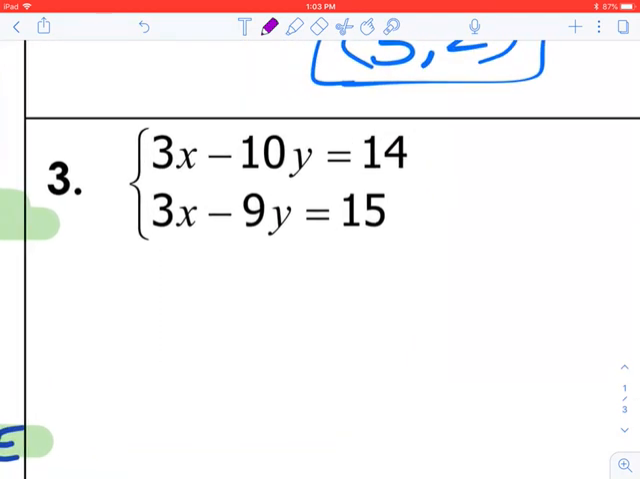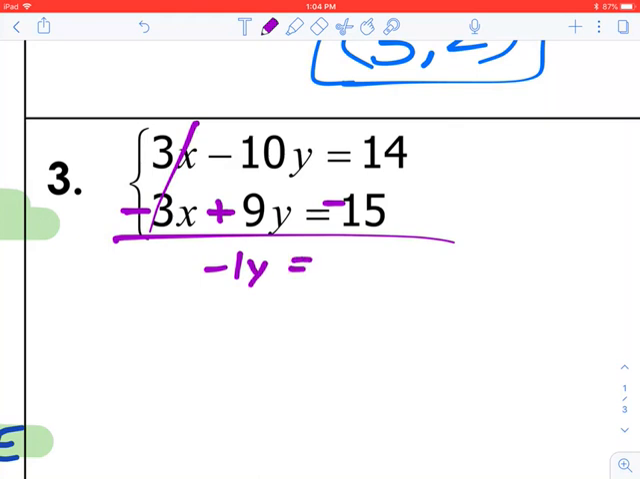So in this case, again, look, these two are almost ready to be opposite, but I got to change the sign. If I change that sign, I got to change every sign in that equation. Now we can go ahead and put them together. So 3 minus 3, done. -10 plus 9 is -1y. 14 minus 15 is -1. Divide by -1, I get y equals 1.